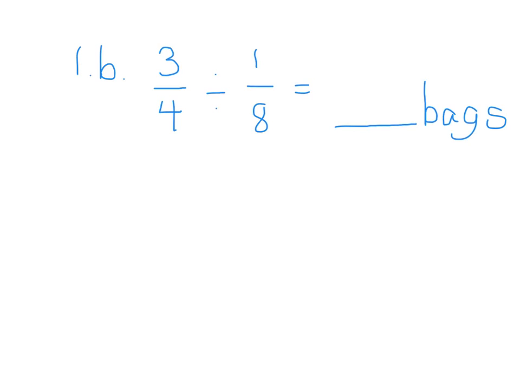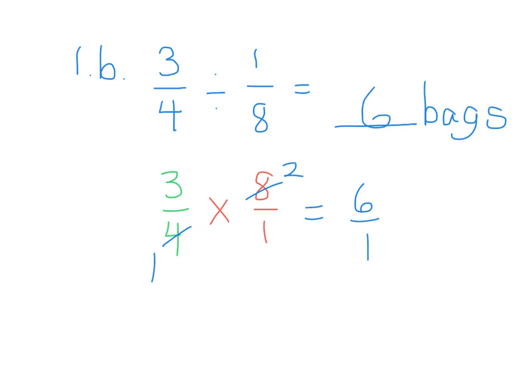So if I use my algorithm, copy, change, change, I'm going to copy 3/4. I want to change divide to times. I want to change 1/8 to 8/1. And then I'm going to multiply. So I can reduce before I multiply. The 8 and the 4 will reduce. That gives me 3 times 2, or 6. 1 times 1 is 1. So that tells me I'm going to use 6 bags for that 3/4 pound of candy.